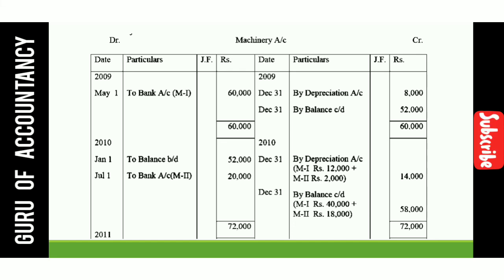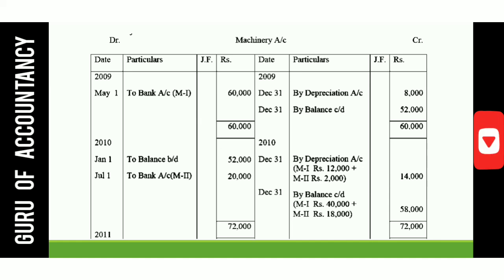Now in 2010 we have two machines and on both the machines we will charge depreciation. So you can see on the first machine 60,000, depreciation at 20% would be 12,000 rupees, because in the second year 2010 it is utilized for the full year. So depreciation is 12,000. But your second machinery of rupees 20,000 is utilized only for 6 months. So 20,000 into 20%, so it is 4,000, and it is only for 6 months, so 2,000. So depreciation on the second machine is 2,000, so total depreciation is 14,000.